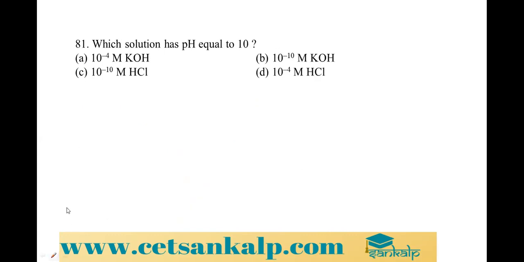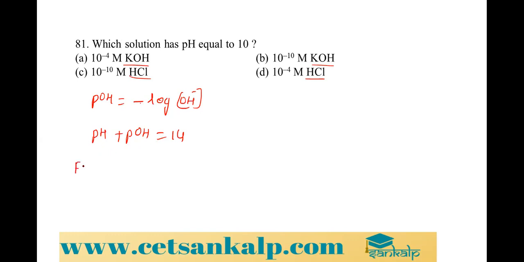Which of the solutions has pH equal to 10? KOH is given, HCl is given, KOH and HCl, in different concentrations. We know that pOH is equal to the negative logarithm of the OH minus ion concentration. Right? And we know that pH plus pOH is equal to 14.